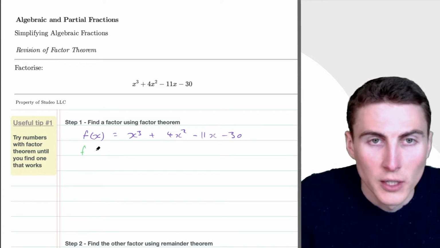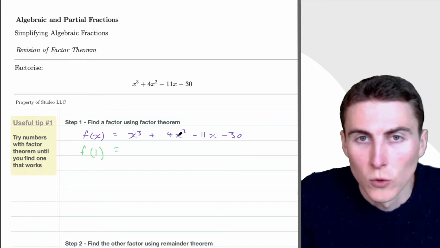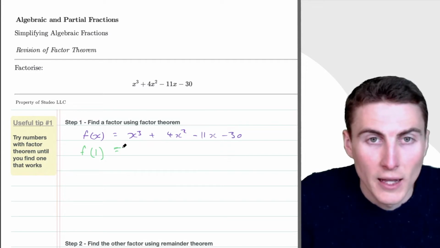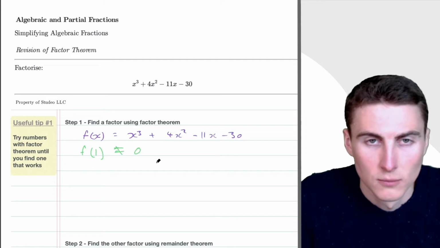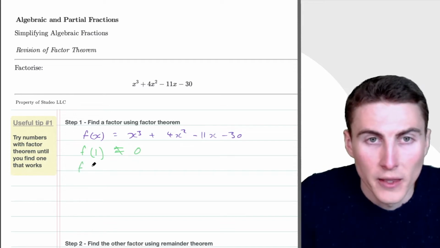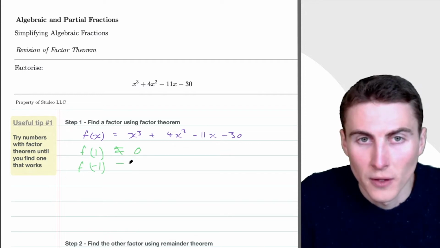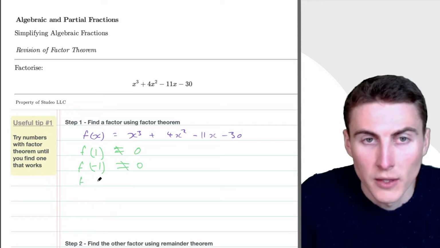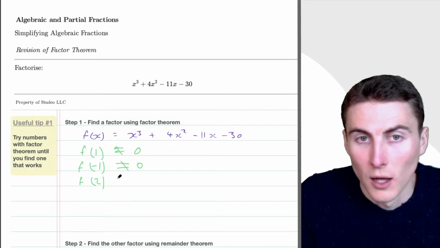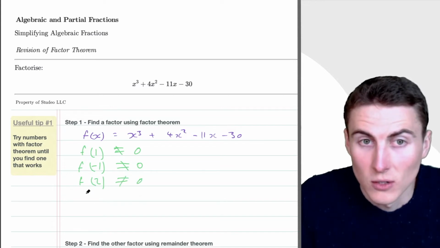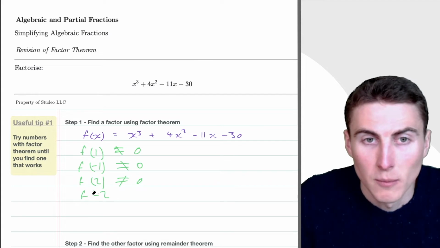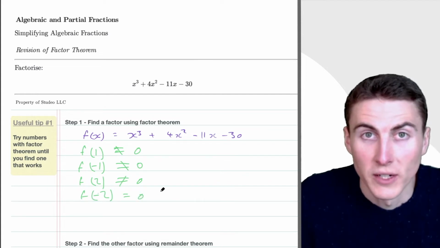So for example, if we plug in 1, we do 1 cubed plus 4 times 1 squared minus 11 times 1 minus 30. And that doesn't equal 0. So that's not helpful. Then we do the same thing for -1. Plug in -1 to all the x's. That also doesn't equal 0. So that's not helpful. Then we could plug in 2. That also isn't 0. So that's not helpful. And finally, you plug in -2. And that one is 0.